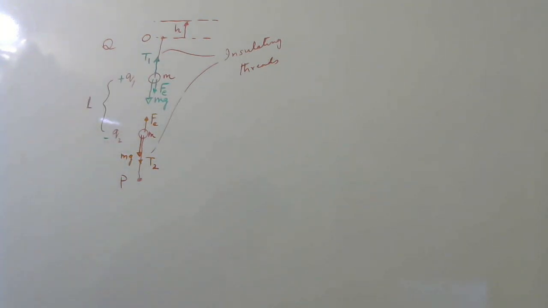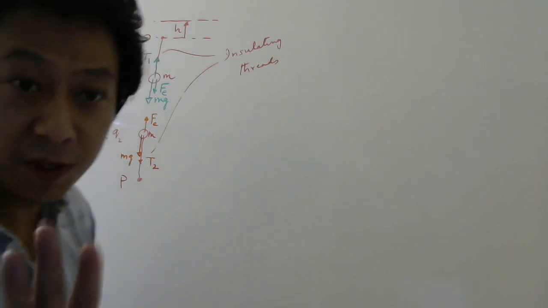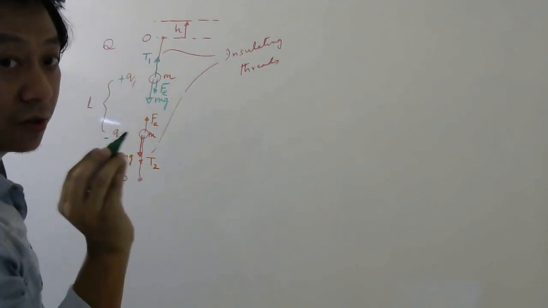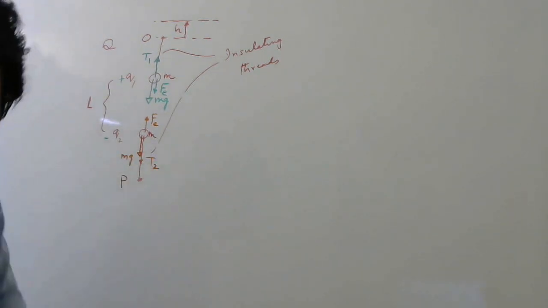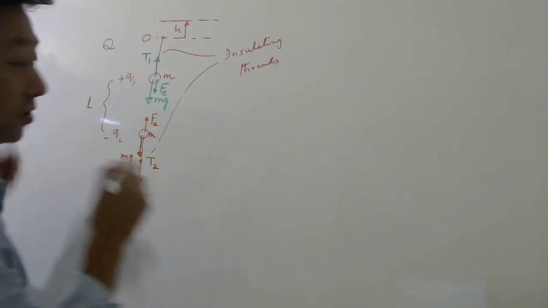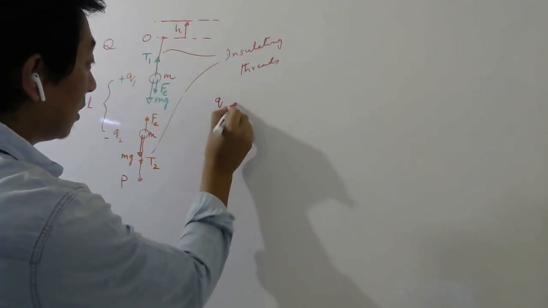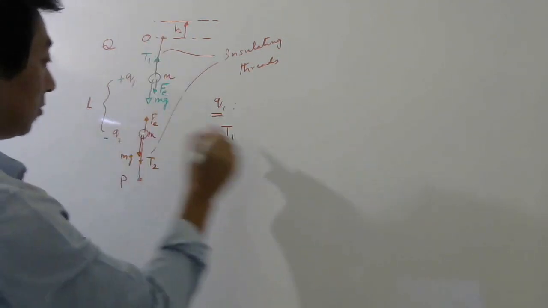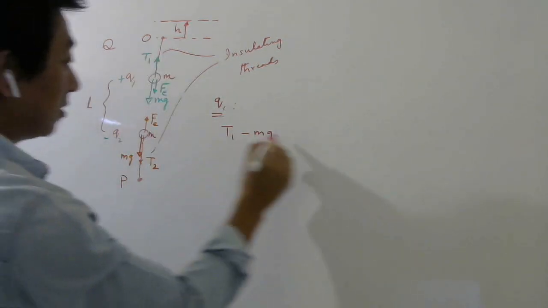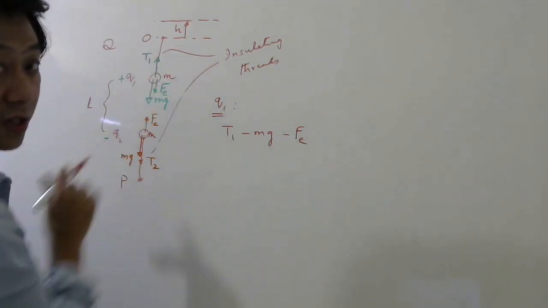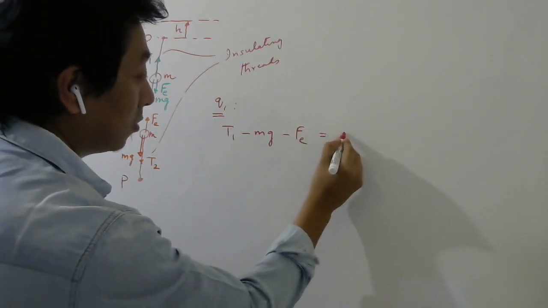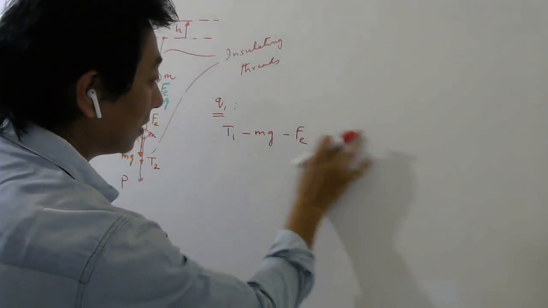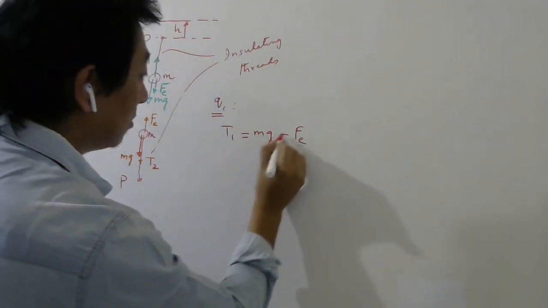Now, since these two are in equilibrium right now, the net force should be 0. Net force 0 means upward forces should balance downward forces. So for Q1, let us write Newton's second law. Upward force is T1, downward force is minus mg, and this is also minus Fe because these two are in the same direction. This is the total force. But the total force must be 0 because it is in equilibrium, which means I can take this to that side. So tension here is T1 equals mg plus Fe.